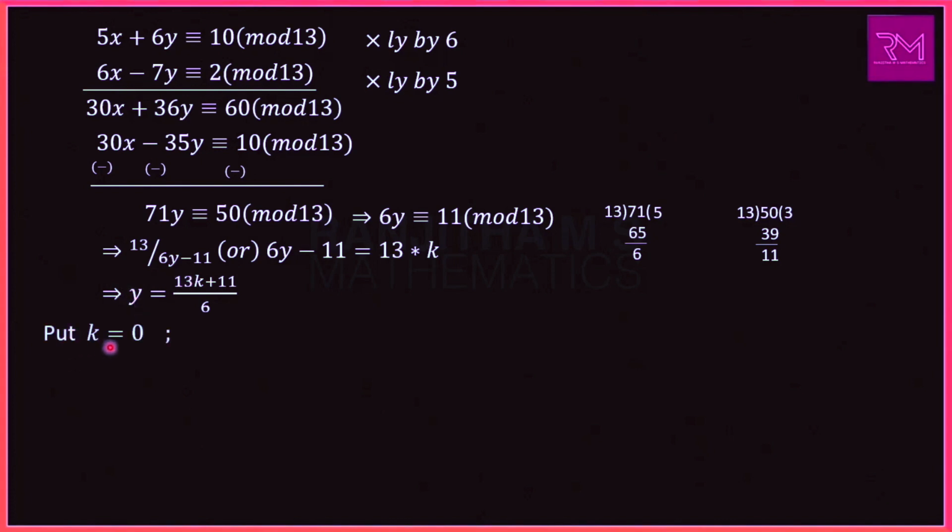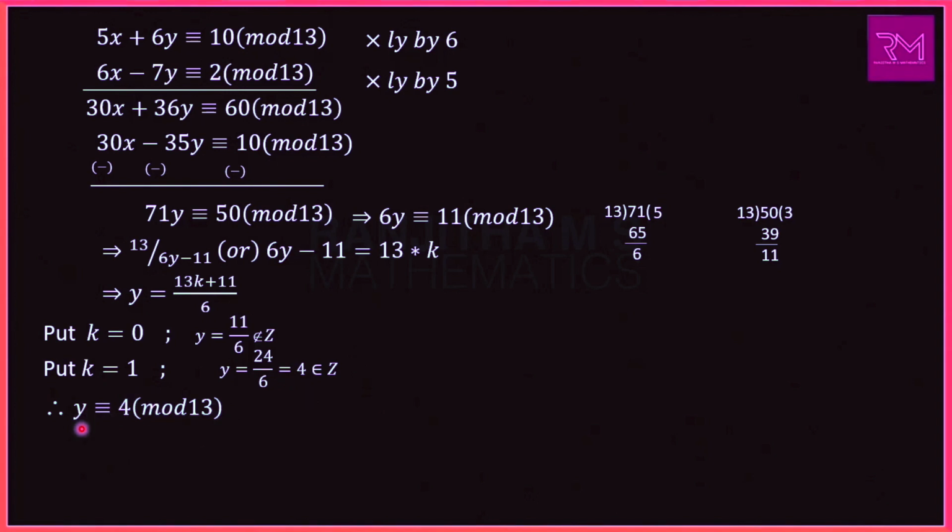So for that, put k equal to 0. If you substitute k value 0, 13 into 0 is 0 plus 11 by 6. Therefore we get y is 11 by 6, that does not belong to the integers Z. Next you have to substitute k value 1. That is 13 into 1 is 13. 13 plus 11 is 24 divided by 6. Obviously 24 divided by 6 is 4, since 6 fours are 24. Therefore we get y value 4, that belongs to the integers Z, satisfied. Therefore we can conclude that y is congruent to 4 mod 13.